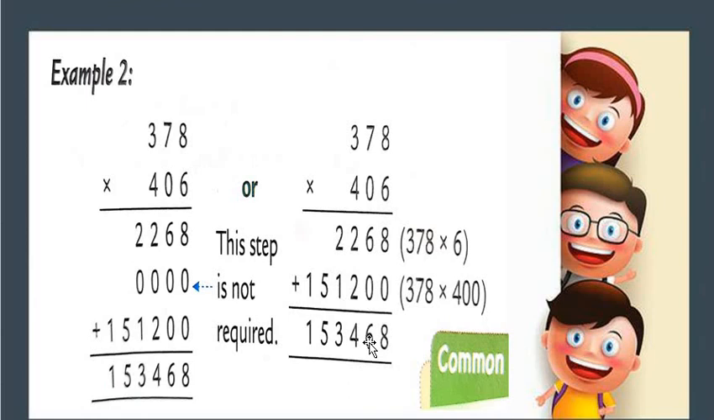So the answer is 1,53,468. Okay, what answer did we get here, all students? 1,53,468. I hope you all have understood.